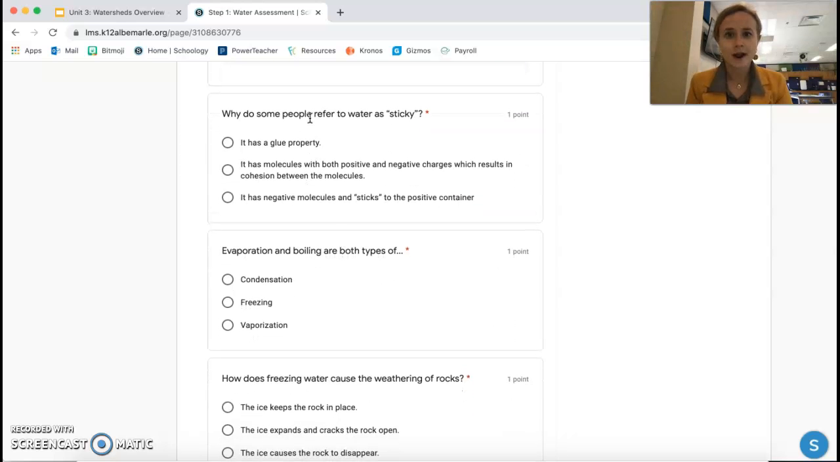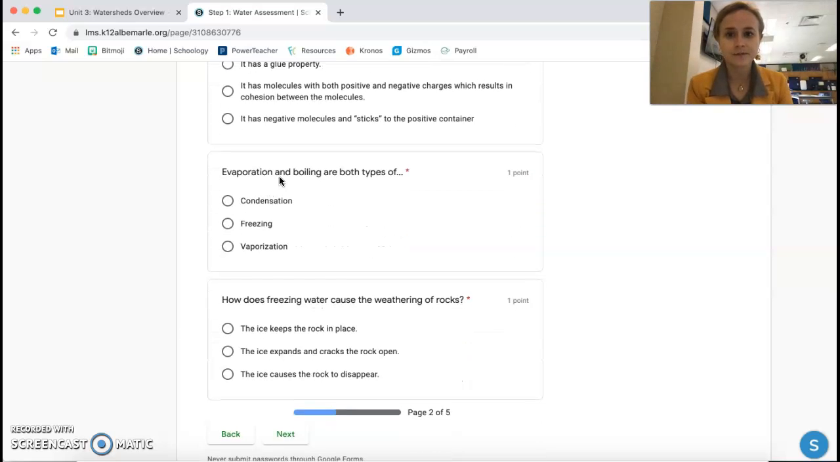Next question. Why do some people refer to water as sticky? Is it because it has a glue property? Is it because it has molecules with both positive and negative charges, which results in cohesion between molecules? Or is it has negative molecules and sticks to the positive container?